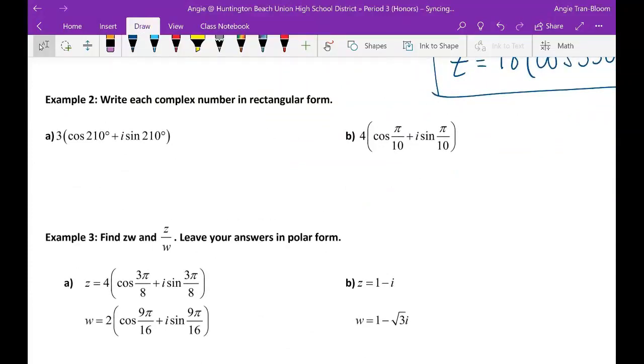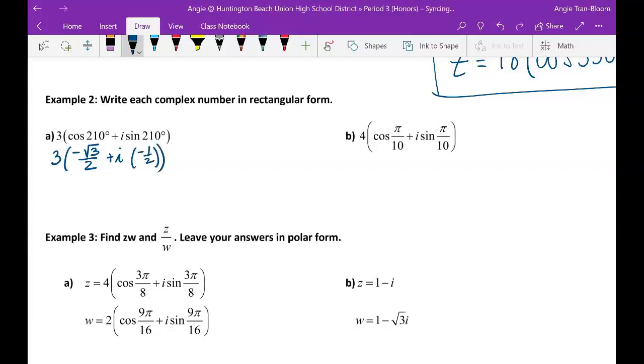Okay, we will start with example 2. The directions are to write each complex number in rectangular form. It's going to be a lot easier than you think. First, we write the 3 down because that's the radius. Cosine of 210, which is in quadrant 3, is negative radical 3 over 2. Then we drop down the i. Sine of 210 in quadrant 3 is negative 1 over 2.